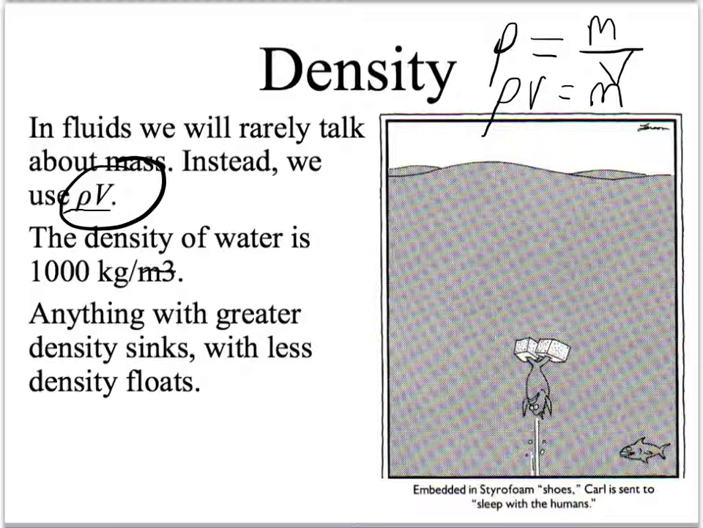The density of water, which you've come to realize in this unit is important, is 1,000 kilograms per meter cubed. This fact will not be given to you on the test, on the quiz, most likely, or on the AP test. Got to remember it. So, density of water is 1,000 kilograms per meter cubed. Anything with greater density sinks, anything with less density floats.